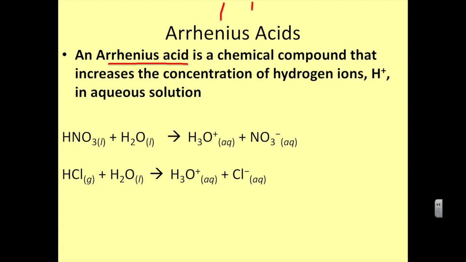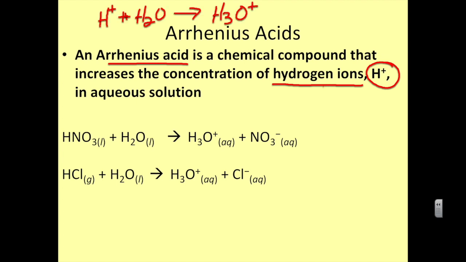So an Arrhenius acid is a chemical compound that increases the concentration of hydrogen ions, which is the H+ ion, in aqueous solution. Now the H+ ion, when reacted with water, will produce H3O+. So what I mean is we have an extra hydrogen hanging around here, and when it comes in contact with water, we get H3O+. You guys can see that it's just water with an extra hydrogen and also an extra positive charge. So the terms H3O+ and H+ can be synonymous and can be interchanged.